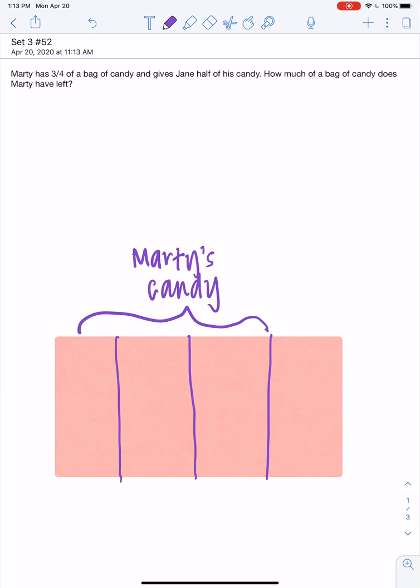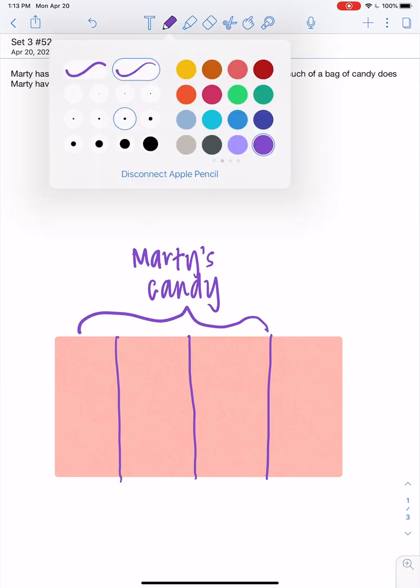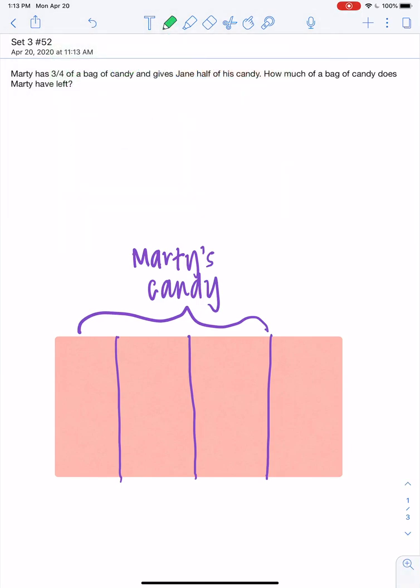And so what the problem says is that he gives Jane half of his candy. So he doesn't give half of this entire amount of candy. He gives half of what he has. And so he has 3/4, so he has these 3 pieces. If he gives half of that, you might think about taking this and splitting it again to think about how you could give away half of that. By taking each of those pieces and splitting them in half, I take 3 pieces and now I make 6 pieces, which I can figure out what half of is.